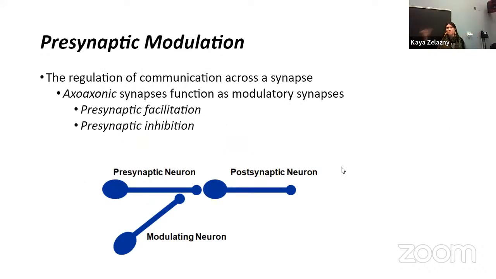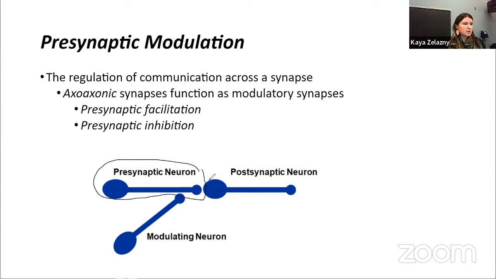Okay, so now to the modulation. We can regulate how our synapses communicate with each other by having extra signaling neurons coming in from the side. In this example, we have our presynaptic neuron and our postsynaptic neuron. That's the pathway we've been talking about thus far. But we can also see that we have a modulating neuron coming in. This is an example of when we would see an axo-axonic synapse.